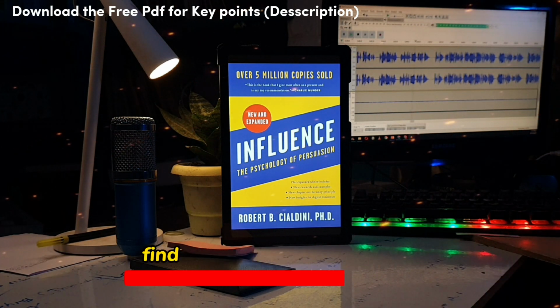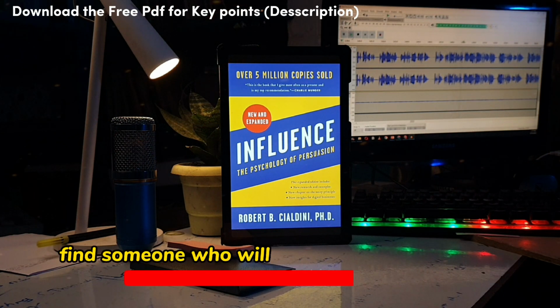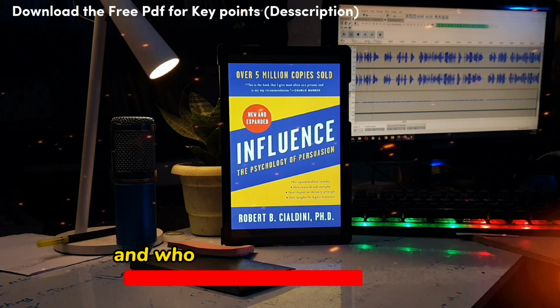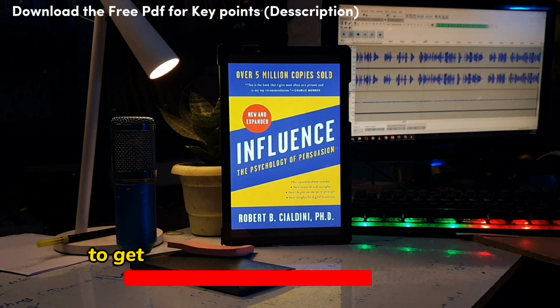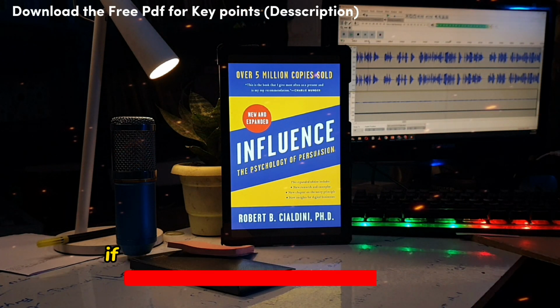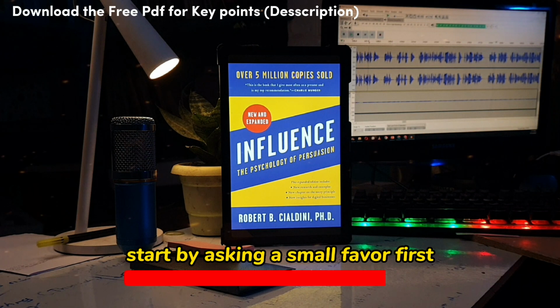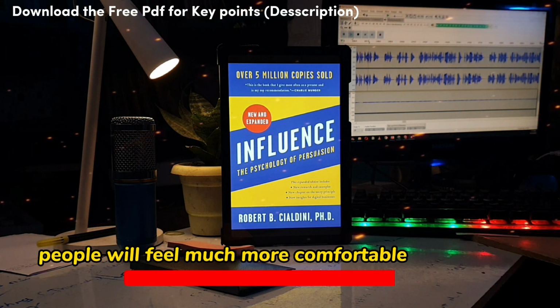If you manage to find an accountability partner, that's even better. Find someone who will help you stay consistent by constantly bugging you about your work and who will hold you to your word. The second way is to use this principle to get people to help you with your goals. If you want someone's help or a favor, start by asking a small favor first and then ask for the big one. In this way, people will feel much more comfortable helping you.